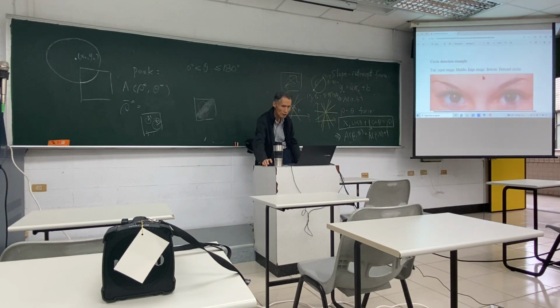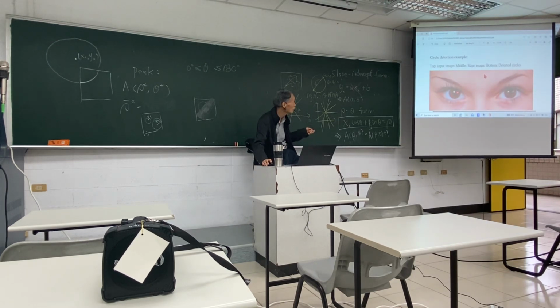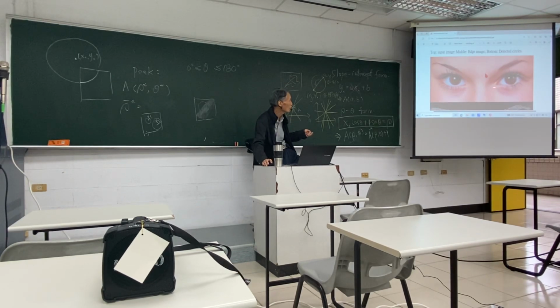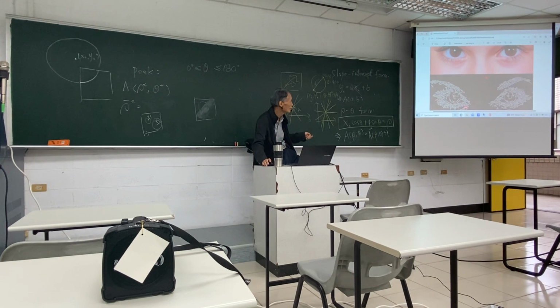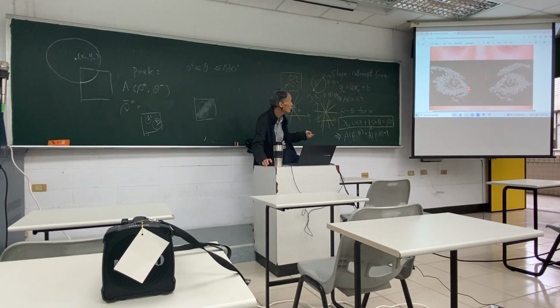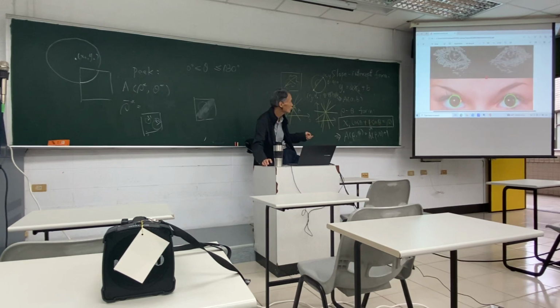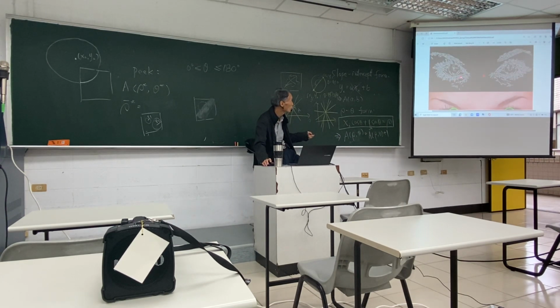Let me show you the example. That's for circle detection. This is the input image. You need to try to find the edges. It looks very complicated, right? But you can see the circular pupil here, right? Here's your final detected circle. It looks pretty good, even though you have a very complicated background.